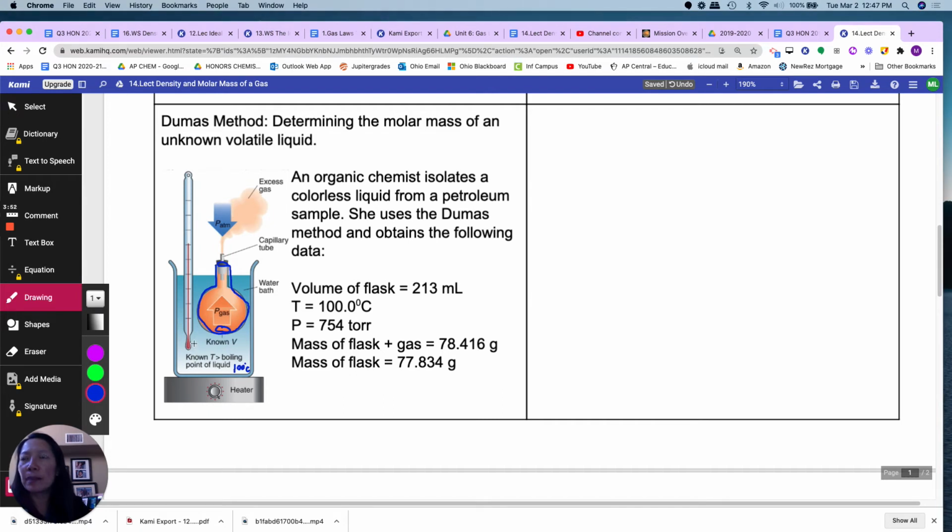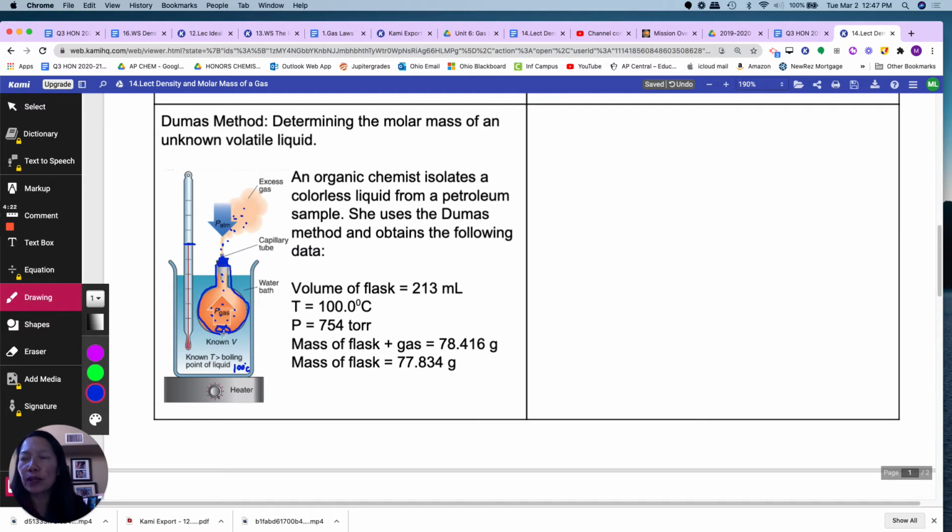So you heat up the water, which heats up the liquid, and the liquid turns into gas. And this is open to the atmosphere, so the gas comes out this way. Okay. Once all the liquid turns into a gas, you check the temperature. Okay. Then you seal it, and you weigh the flask.